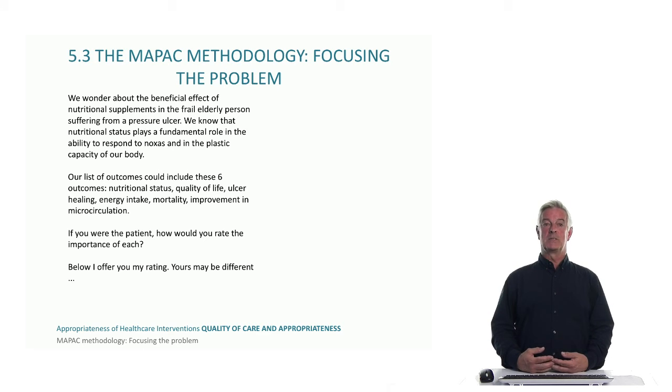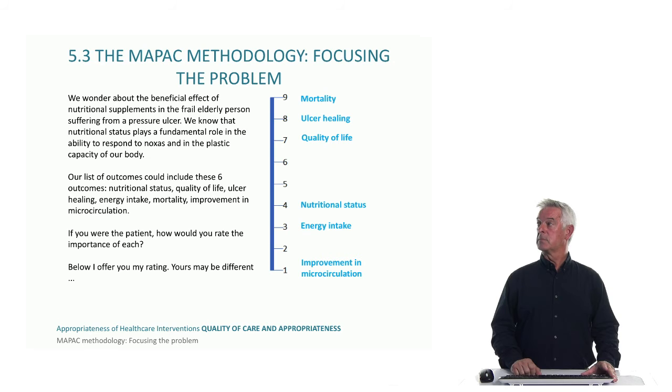If you were the patient, how would you rate the importance of each? On the right, I offer my rating. Yours could be different. This is an example taken from somewhere, I can't remember, but useful for this. 9, mortality. 8, ulcer healing. 7, quality of life. Very important. These are the outcomes that will be taken into account for our PICO questions.